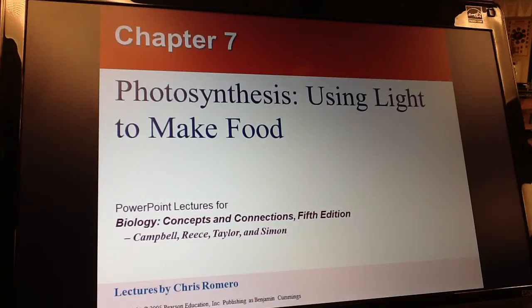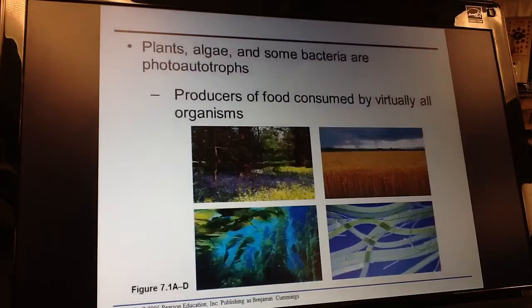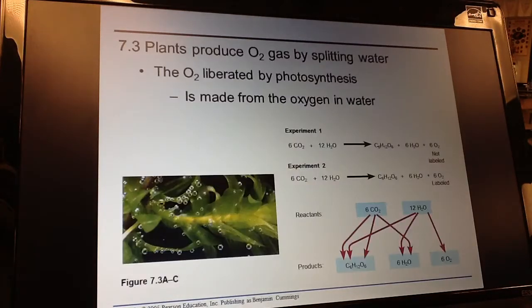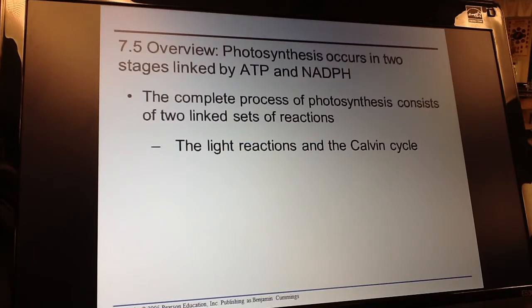So as we go through a quick review, here is the general equation for photosynthesis: carbon dioxide and water, using light, to make glucose and oxygen. In our light-dependent reactions, we have used the water and we have generated our oxygen gas. So we talked about autotrophs, we talked about the structure of a chloroplast, we have talked about how photosynthesis is a redox process. We have talked about the energy carriers of ATP and NADPH and their role in connecting the light reactions to the Calvin cycle.